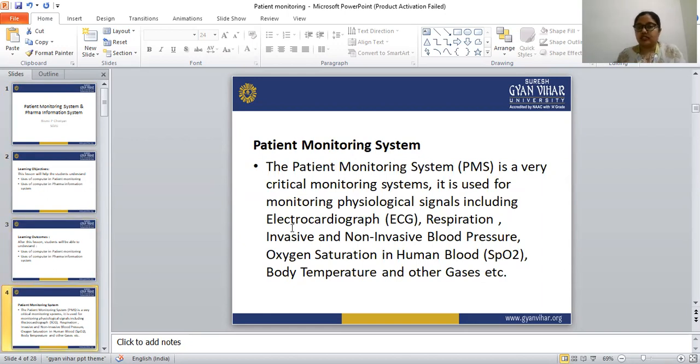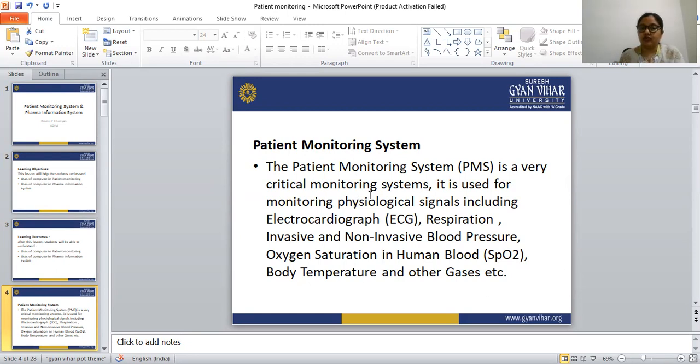So, the patient monitoring system. The patient monitoring system is a very critical monitoring system. It is used for monitoring physiological signals including electrocardiograph, that is ECG, respiration, invasive and non-invasive blood pressure, oxygen saturation in human blood, SpO2, body temperature, and other gases. This is the patient monitoring, and we can do all these parameters with the help of the computer also. So patient monitoring is very easy to do with the help of the computer.